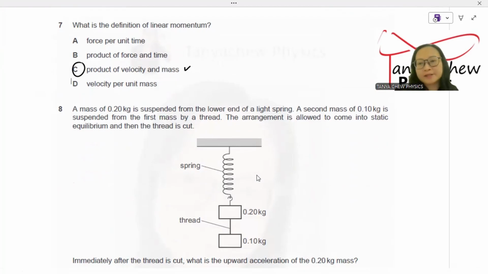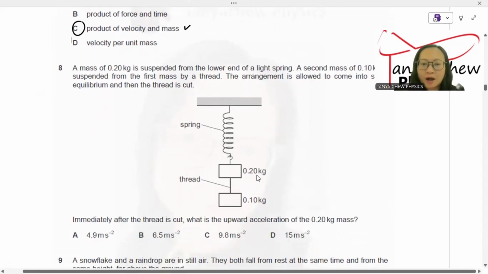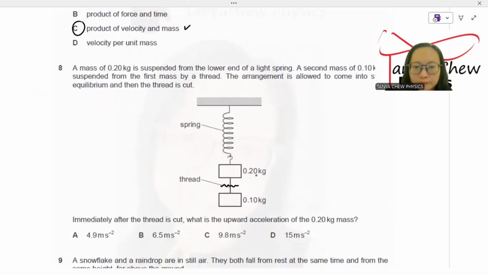Number 8, a mass of 0.2 kilogram is suspended from the lower end of a light spring. A second mass of 0.1 kilogram is suspended from the first mass by a thread. The arrangement is allowed to come into static equilibrium. Static equilibrium means the whole system is not moving. And then the thread is cut right here.